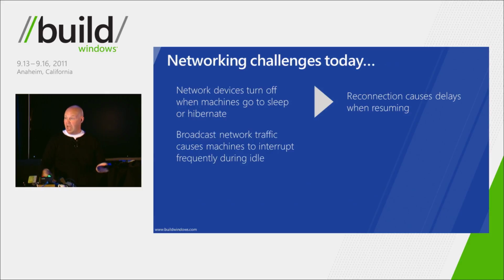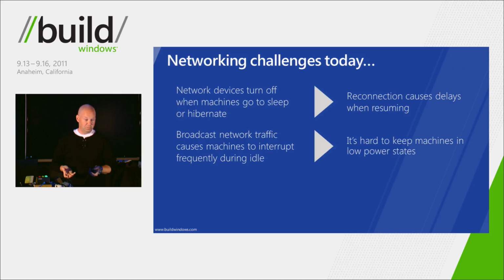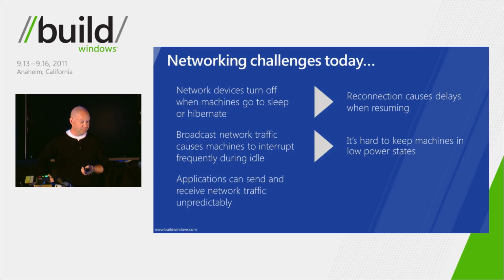Another challenge we have in today's networks is that depending on the network you're on, broadcast network traffic can cause a machine to interrupt frequently during an idle state. And those frequent interrupts during idle translate to making it really challenging to keep machines in low power states. So we've got to do something about all of those interrupts and all that broadcast activity happening on networks. And I'm going to spend some time talking about that challenge in a bit.